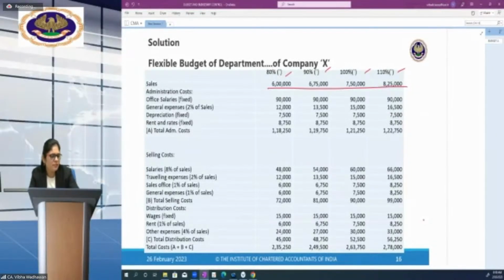Okay, good that you have taken, Sunil, good, you calculated the cost also. So see, administration cost, salaries were fixed, clear? And general expenses were as a percentage of sales. So sales is given, just 2% of sales will be general expenses.